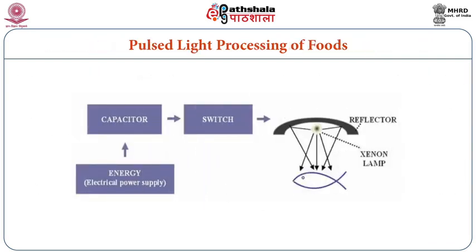You can see in the picture in the slide how the energy is stored in the capacitor. When you switch on, that high intensity energy stored in the capacitor is transferred to the lamp. The xenon molecules in the lamp get excited and release the high intensity light. You can see in the picture how this light is coming out.